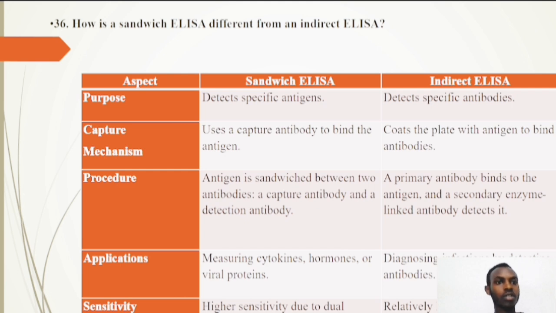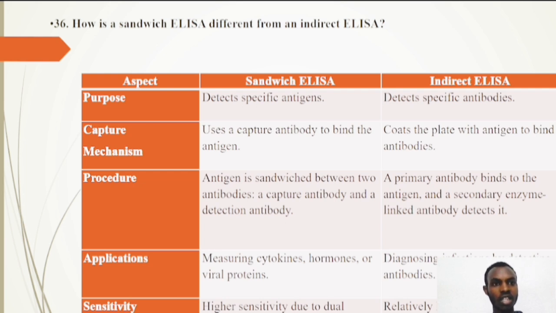I'm going to start on the ELISA. ELISA is the enzyme-linked immunosorbent assay that is used to detect and quantify antibodies as well as antigens. So for question number 36, I'm going to tell you more about the difference between sandwich ELISA and indirect ELISA. I'm going to start with the sandwich ELISA.